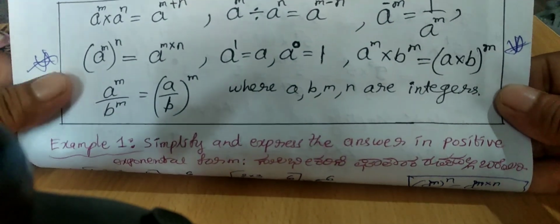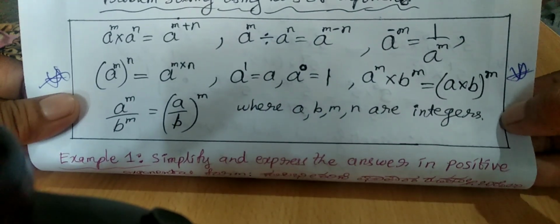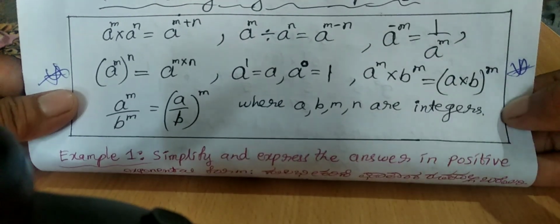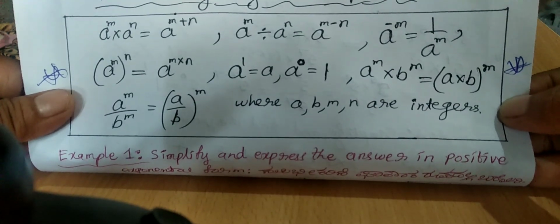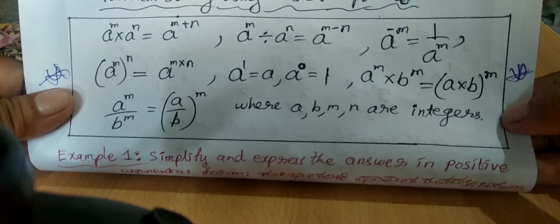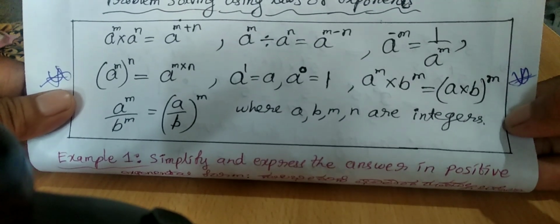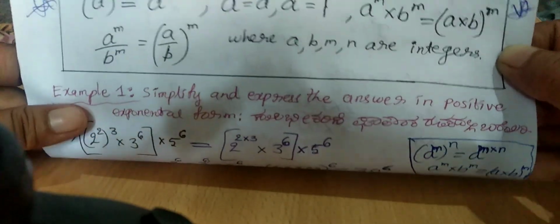These are all true conditions and applicable in both ways, from left to right and right to left, where a, b, m, n are integers. We have to keep all these formulas in mind. Let us go through the examples.